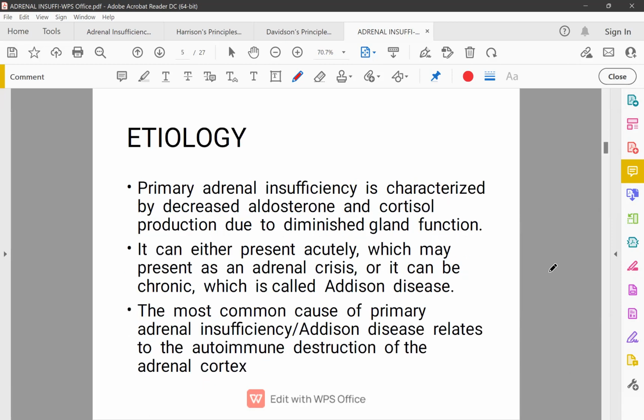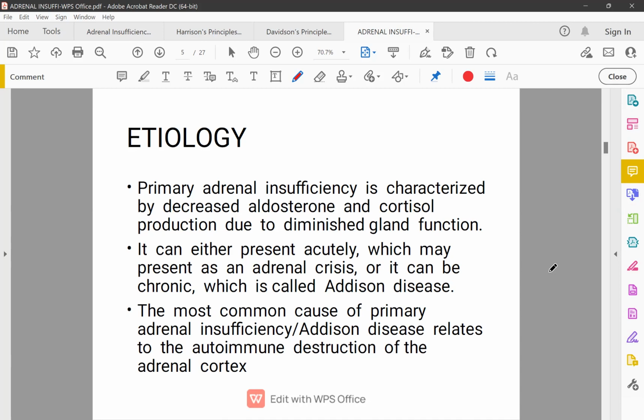Coming to etiology, primary adrenal insufficiency is characterized by decreased production of both cortisol and aldosterone due to diminished gland function. It can either present acutely, so it is called adrenal crisis, or it may be chronic, so it is called Addison's disease. The most common cause of primary adrenal insufficiency or Addison's disease is autoimmune destruction of the adrenal cortex.